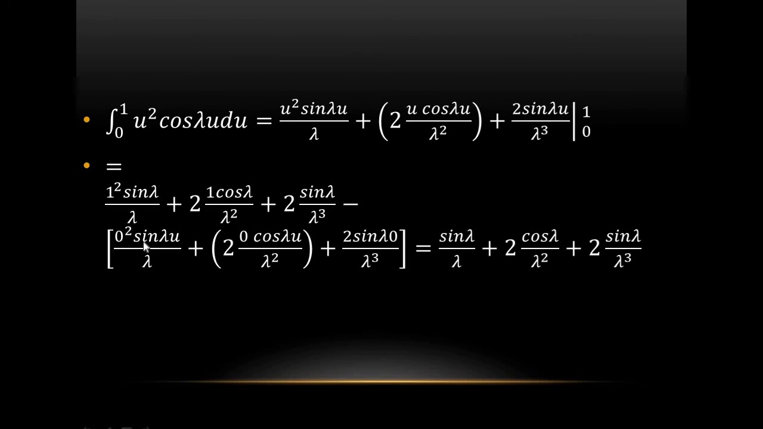Now here 0 into anything is 0, so that term becomes 0. This term also becomes 0 because 0 into that term is 0, plus sin 0 is 0, so that whole term becomes 0. So this whole bracket term becomes 0. So our final answer is sin lambda upon lambda plus 2 cos lambda upon lambda square plus 2 sin lambda upon lambda cube. That is our final answer.